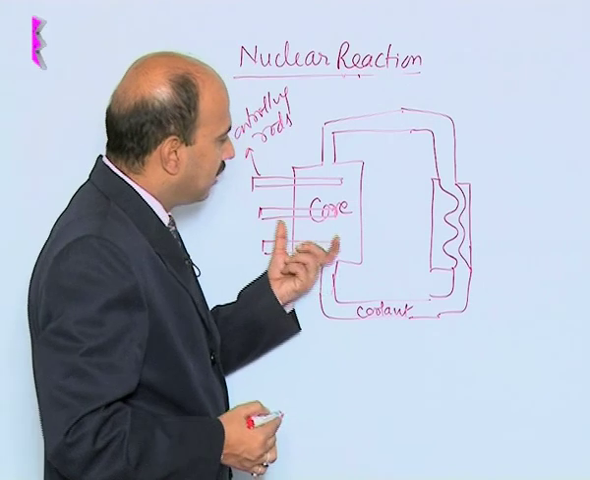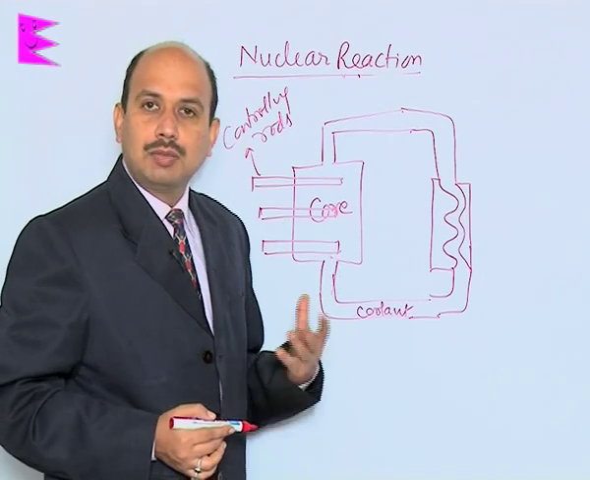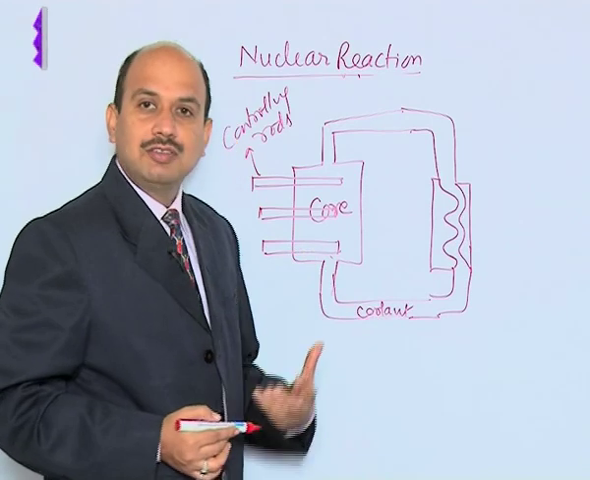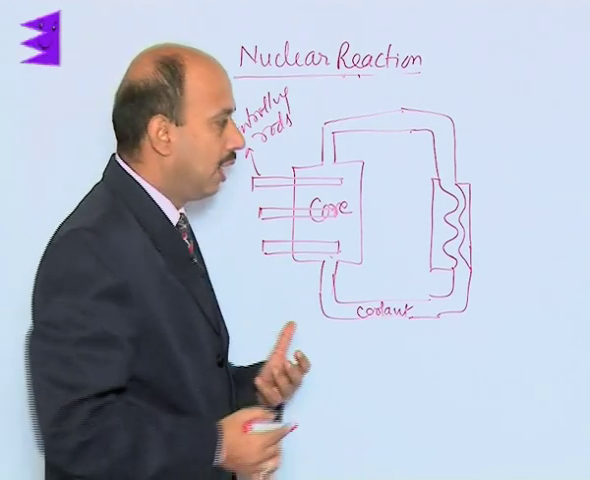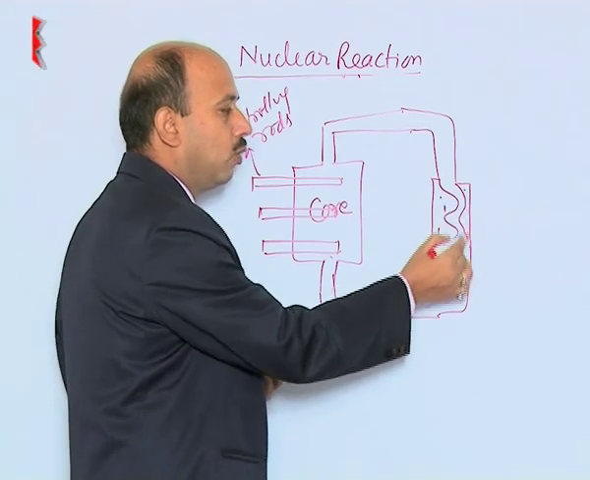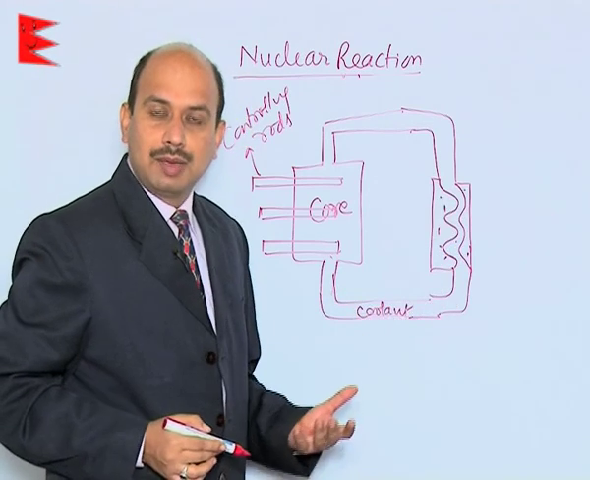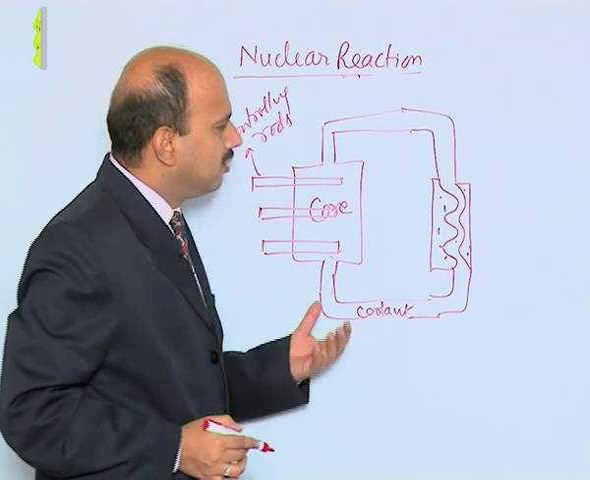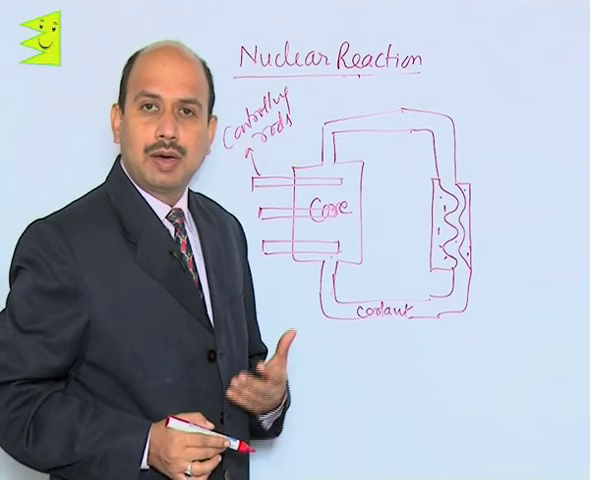So, when the nuclear reaction takes place inside the core, a large amount of heat is generated. By circulating this coolant, this heat is absorbed and the coolant becomes very hot. It comes here and gives out heat to the water, and the water gets converted into steam, and this steam can be used for generating electricity. So, this is the schematic diagram of the nuclear power plant.